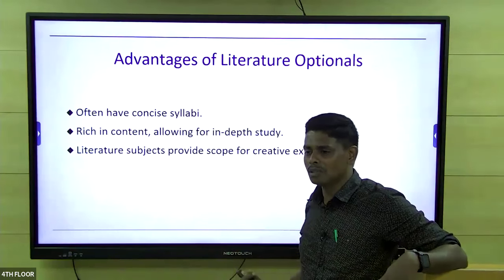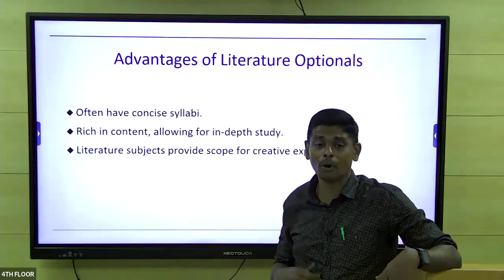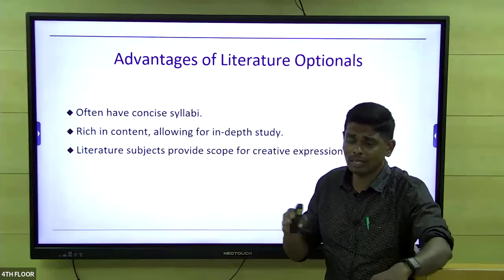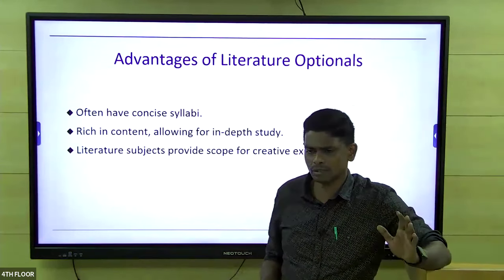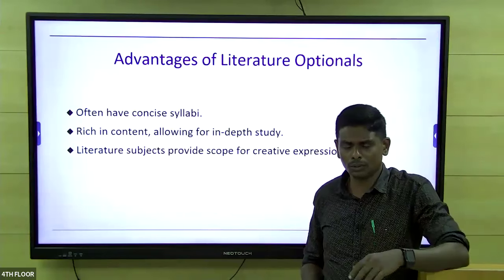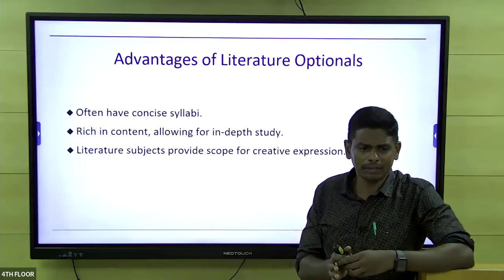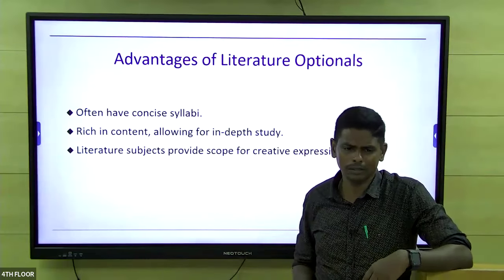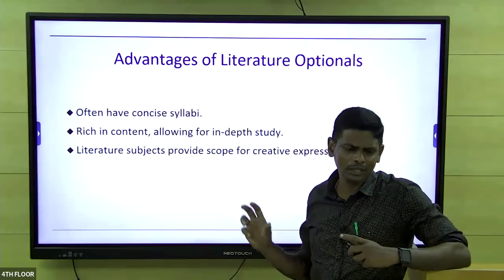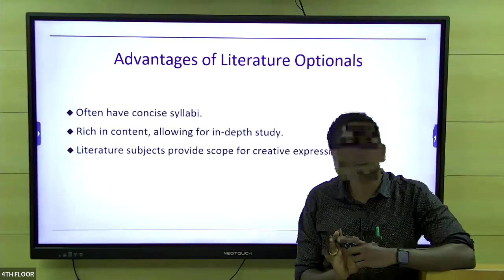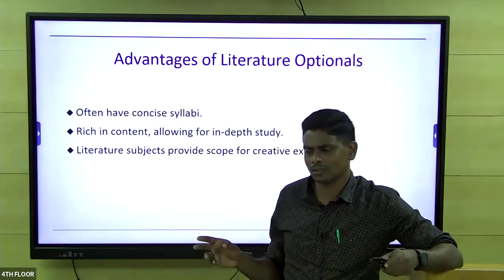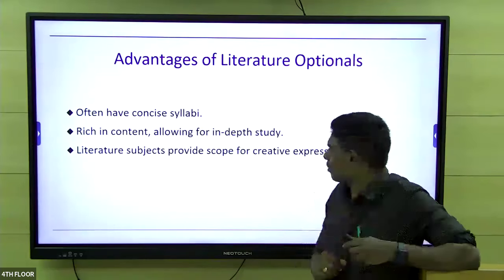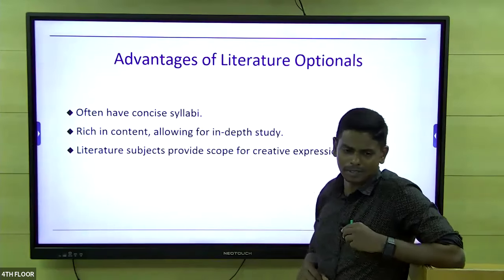And some other literatures might have a modern literature, the newly emerging literatures. Within that modern literature, when the syllabus was set somewhere in 2001, 2002, whatever syllabus they had given, they haven't changed till now. So even deviating from that is going to be difficult. So we can say that the literature syllabus, in comparison to other subjects, with the exclusion of anthropology and philosophy, is very concise. So, a syllabus rich in content, allowing for in-depth study. That is true.